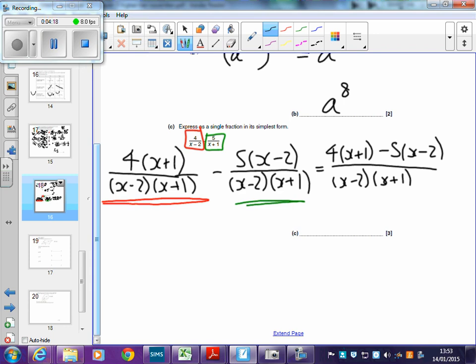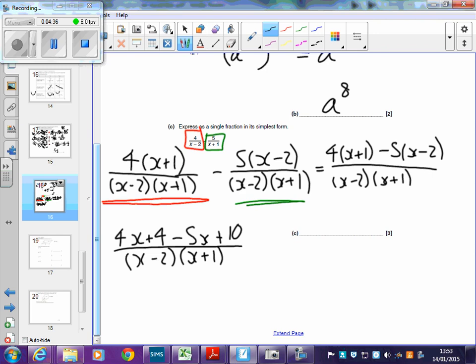I can simplify the top a bit further because I can times out the brackets. So I get 4x plus 4 minus 5x plus 10, because it's a minus times a minus, all over the same denominator I had before, (x minus 2)(x plus 1). And last job, just simplify those. 4x minus 5x gives me minus x, and 4 plus 10 gives me 14, and that is all over (x minus 2)(x plus 1). And that is your answer.